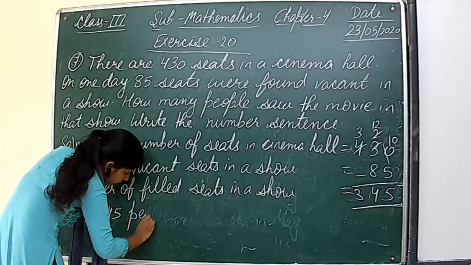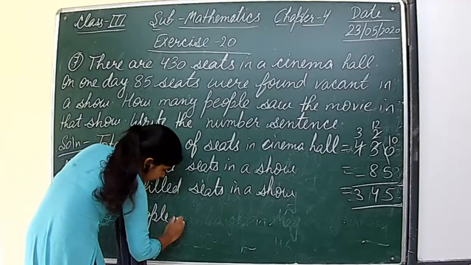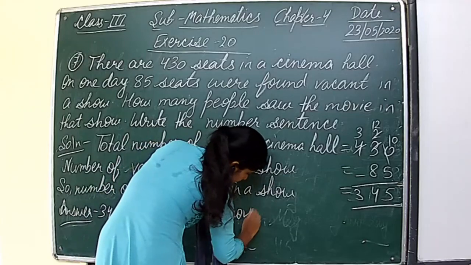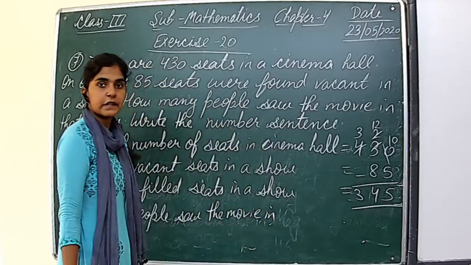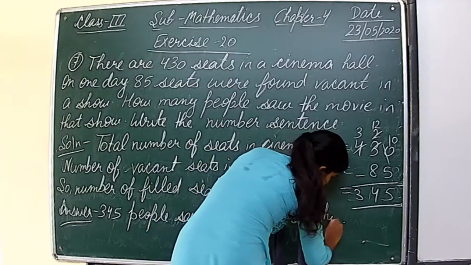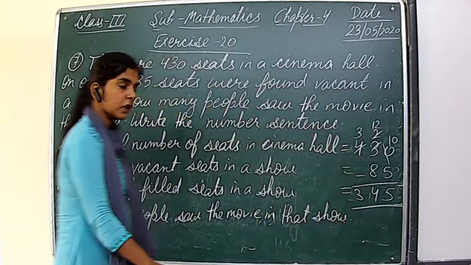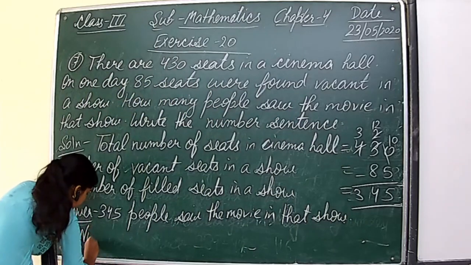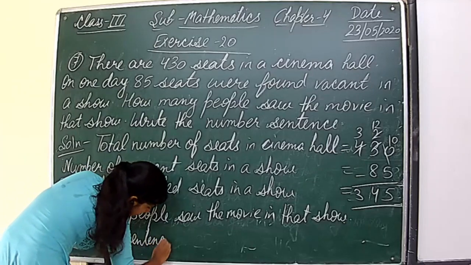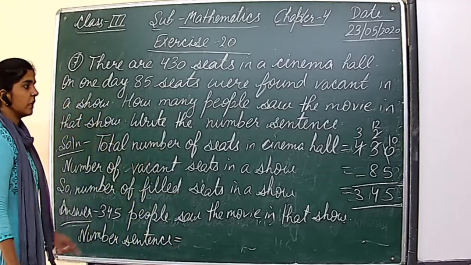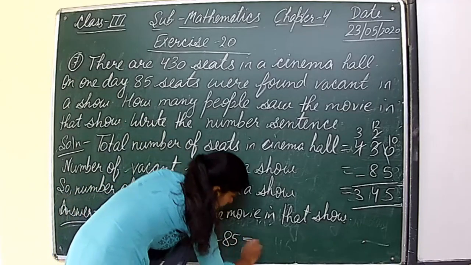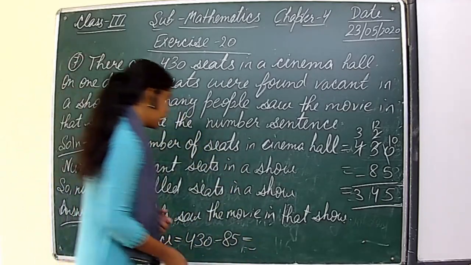345 people saw the movie in that show. After that, we will write the number sentence. The number sentence is 430 minus 85 is equal to 345.